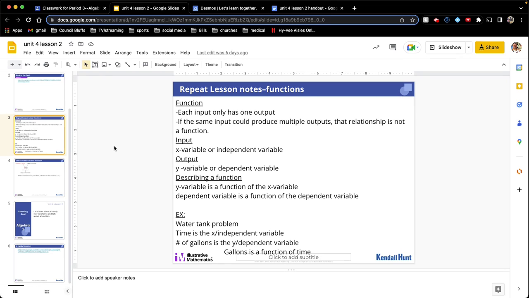We are moving on today to lesson 2 of Unit 4. You should have once again received a handout that we will go through as I go through the examples here. So make sure you have that handout ready and you're filling it in as I'm going through these examples. First of all, our lesson notes are part repeat from yesterday.